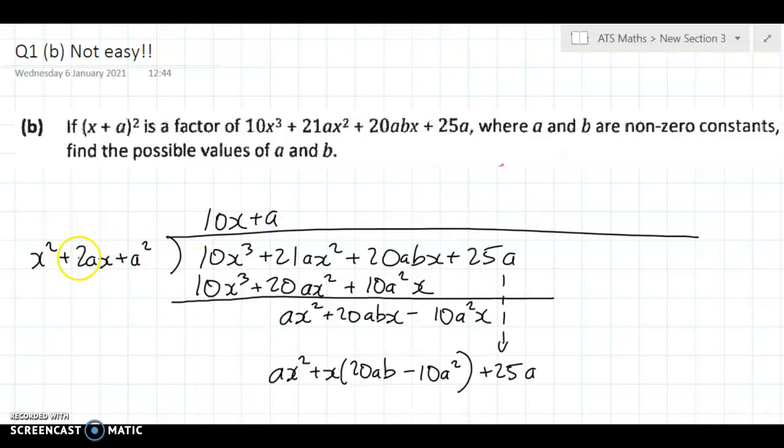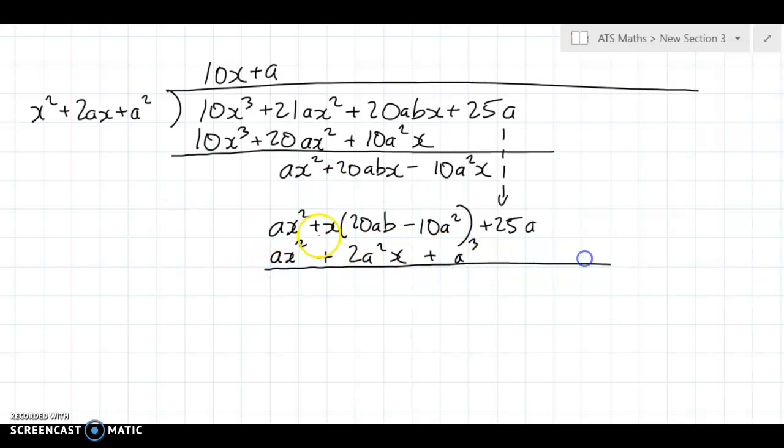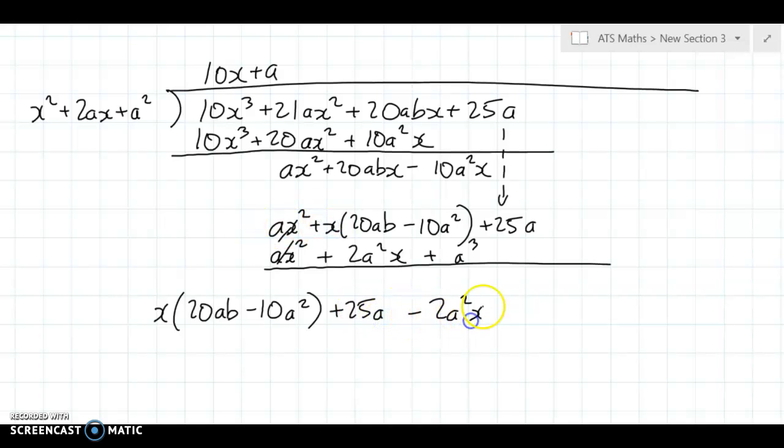And now I'm going to divide here, so I get plus a. So a times that gives us ax squared, and then a times this guy here gives plus 2a squared x. Then a times the final guy gives plus a cubed. And now we're going to subtract again, and these two cancel here. We're left with x times 20ab minus 10a squared, plus the 25a minus the 2a squared x minus a cubed.